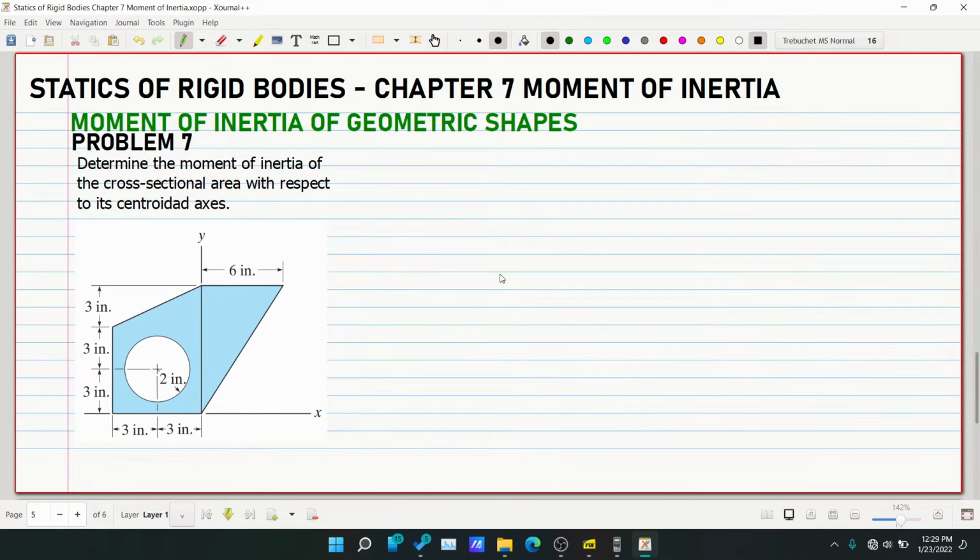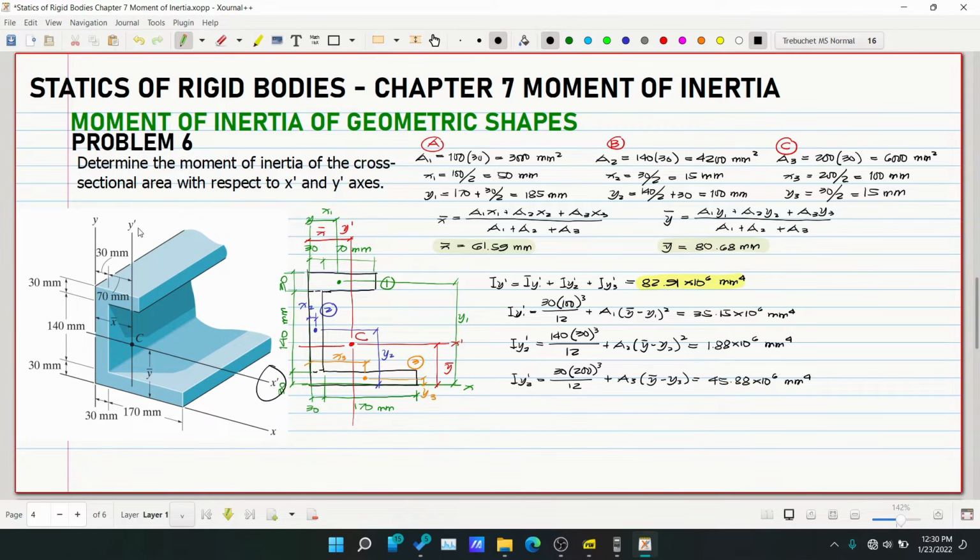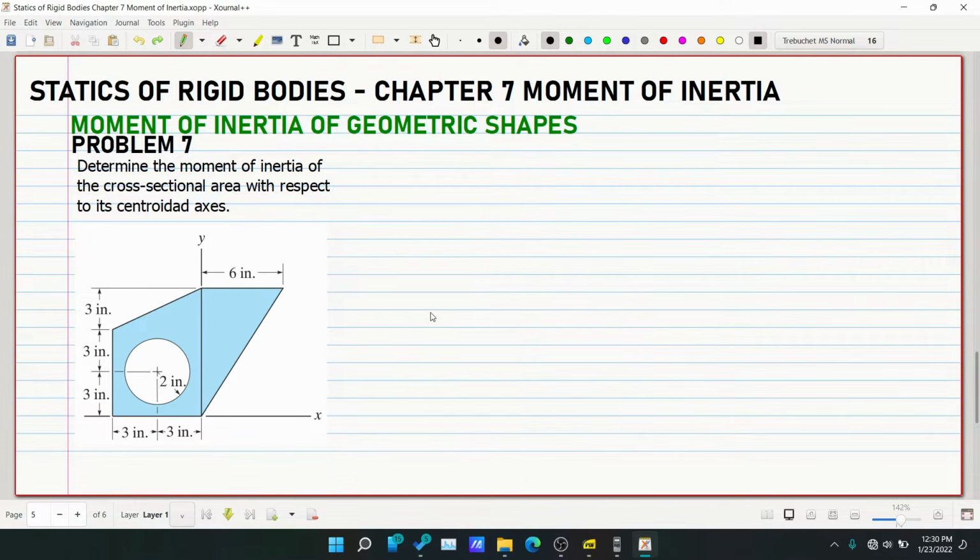So this is our problem number 7 for moment of inertia of geometric shapes. Determine the moment of inertia of the cross-sectional area with respect to its centroidal axis. So, ibig sabihin, kailangan muna natin i-locate yung centroidal axis niya. Then, saka natin makukuha yung moment of inertia with respect to those axes. So, ganun lang din. Ilo-locate lang natin kung nasaan yung x prime and y prime axis. So, syempre, gagamit ulit tayo ng Varignon's theorem.